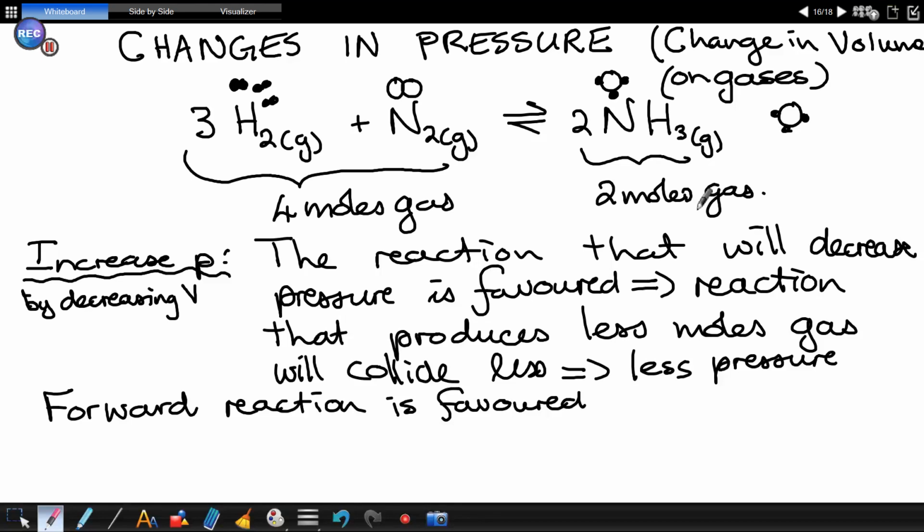So when you're increasing the pressure, you're not specifically increasing it on the reactant side or the product side. You're increasing the pressure everywhere. The whole thing's pressure will be increased. But now the reaction that tends to decrease the pressure will be favored, which is the one that makes fewer moles of gas.